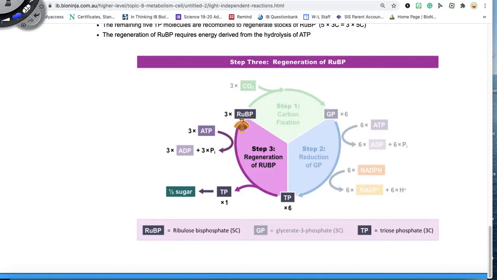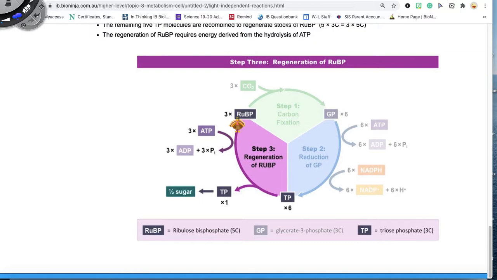Now, after ribulose bisphosphate is formed into a 6-carbon molecule, we know that that 6-carbon molecule is unstable and it splits into GP, which is a 3-carbon molecule. And then we know that that GP gets converted into TP, which is triose phosphate. And that's what's going to give rise to the carbohydrate or the sugar or the glucose that gets formed. But then the 5 molecules of TP that are left need to regenerate back into ribulose bisphosphate.